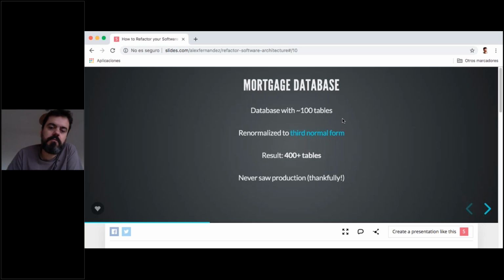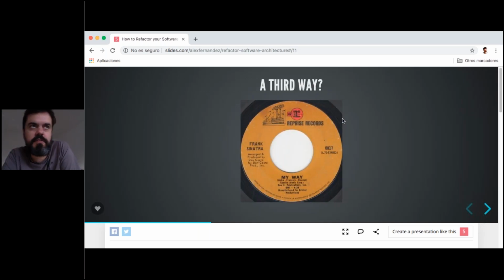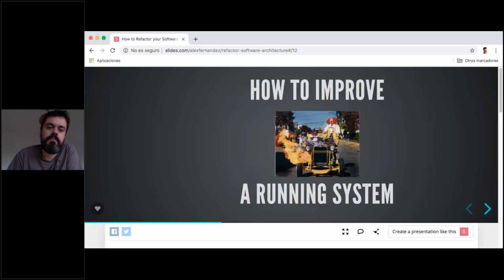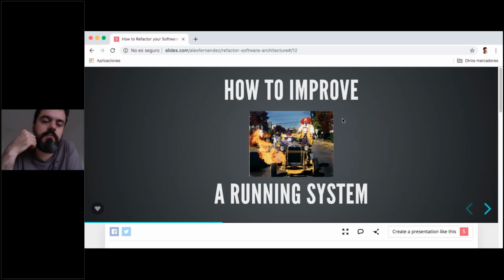So those are our 2 ways. Is there a third way, like Sinatra would have said? Can we find some kind of middle ground? This is what we are going to talk about today: how to improve a system which is running at the moment.